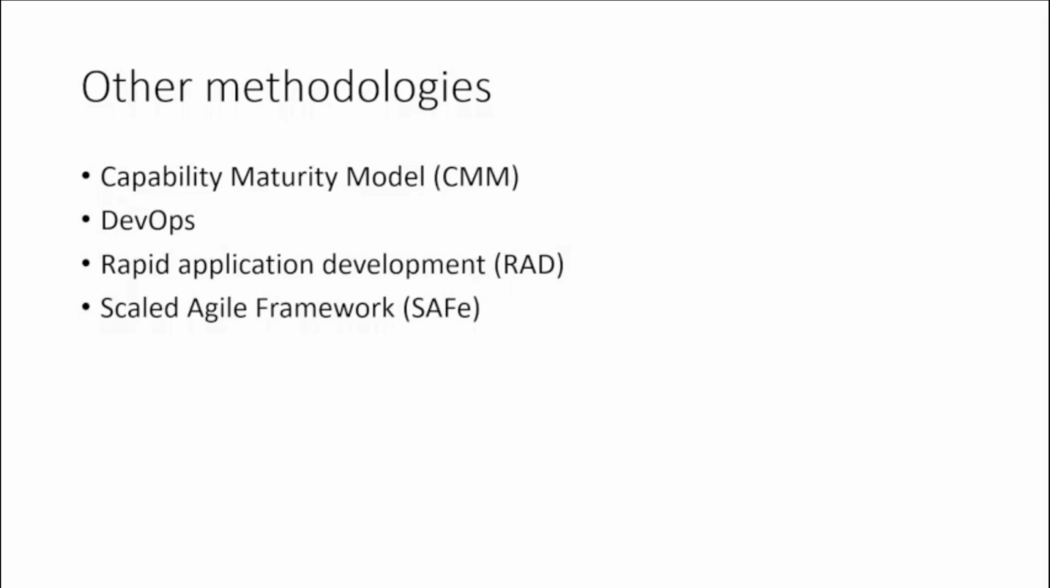Rapid application development is a non-linear approach that condenses design and code construction into one interconnected step. Scaled Agile Framework provides a way to scale Agile methodology to a larger software development team or organization.